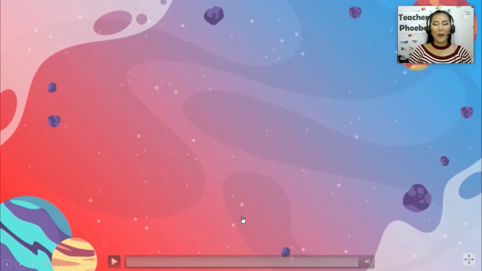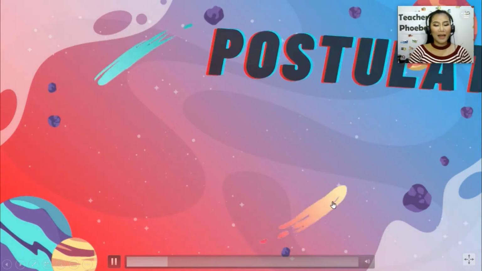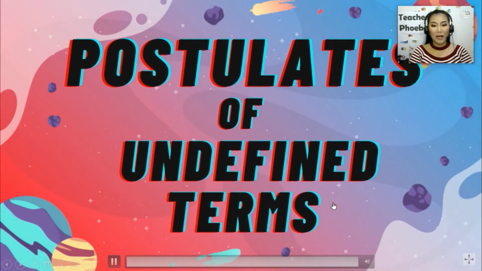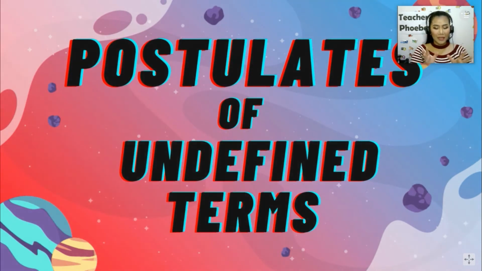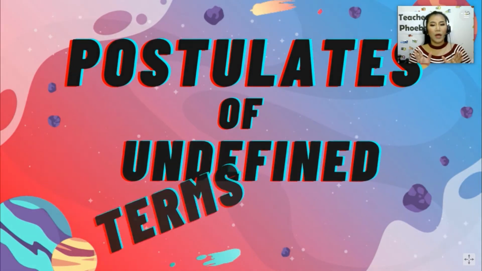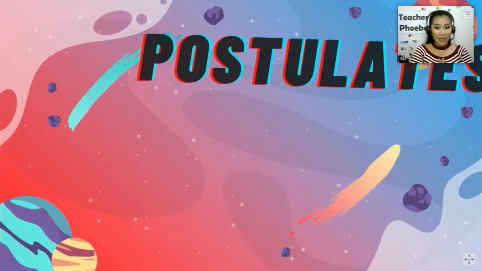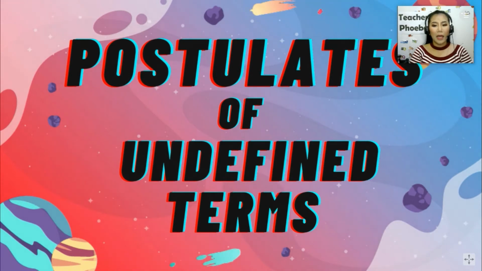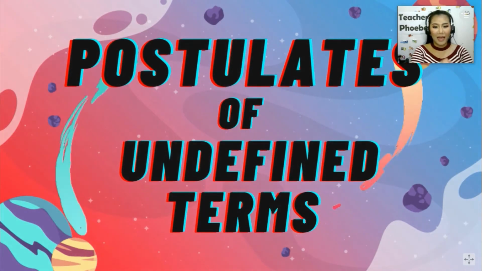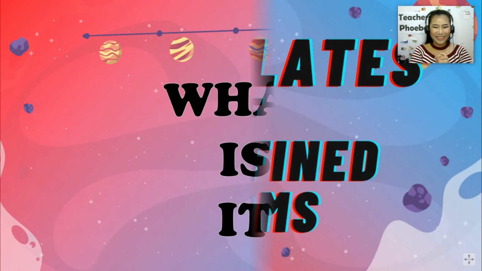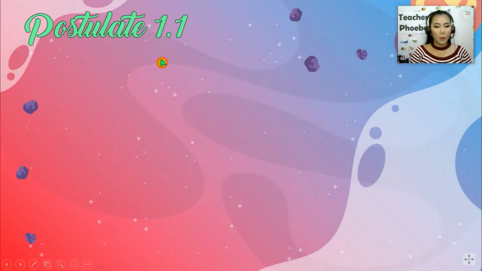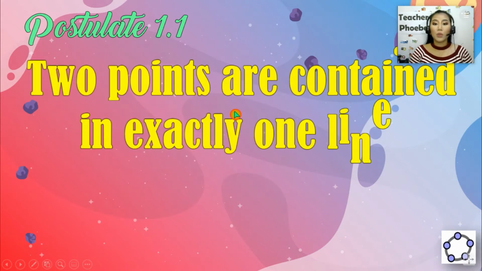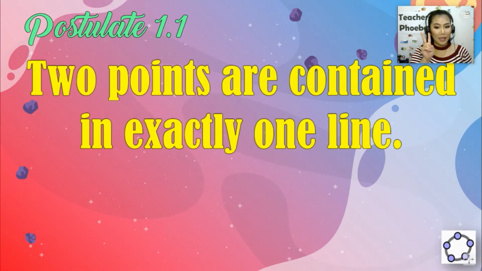Okay, so for today we are going to have our lesson all about the different postulates of undefined terms. We'll take it one at a time and present it using GeoGebra software, which you can download in Google Play or visit at geogebra.org. Let's have the first one. Postulate 1.1 says that two points are contained in exactly one line. So what does it mean by that?